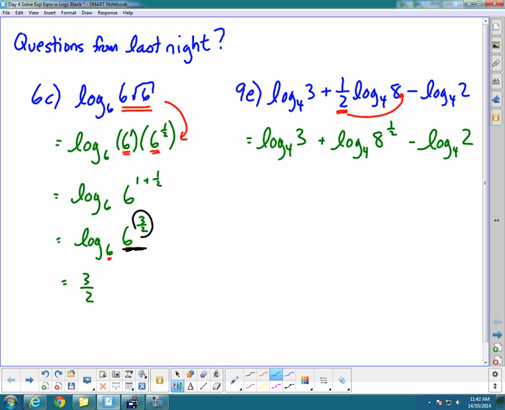Now, why would I do that? Well, now I can see that I have log base 4 plus log base 4 minus log base 4. They're all just log base 4s. So I can combine them using the properties of logarithms. So since I have logs with the same base and I'm adding them, I can multiply the answers. So these two here change into one single log of 3 times 8 to the 1/2.